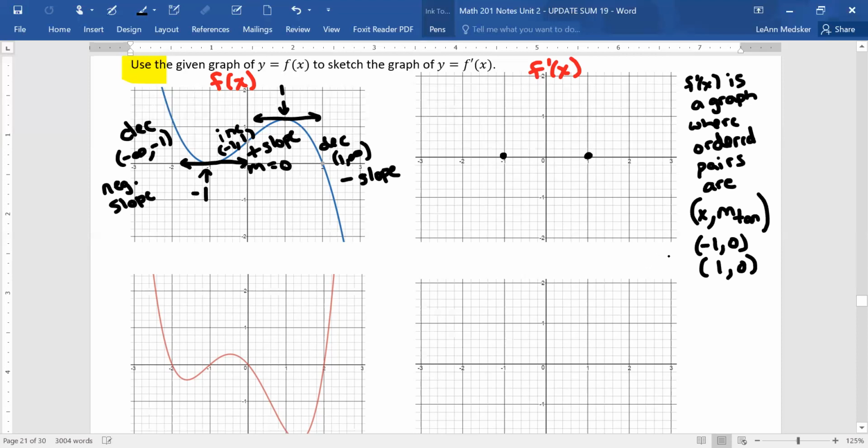Now, how does that translate to graphing the function? A negative slope means your y values are going to be negative, which means your function is going to be under the x-axis. And if you have a positive slope, your y value is going to be positive. So you're going to be above the x-axis. You're going to be graphing points where your y's are positive.